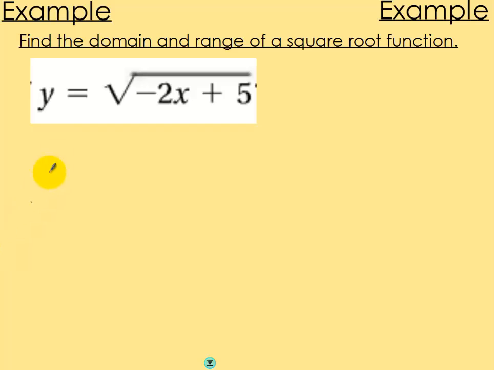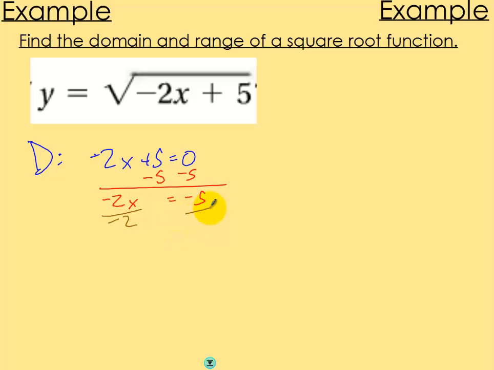All right, let's do some examples. Pause the video. All right, finding the domain and range. So for your domain, I want to make that square root 0. So negative 2x plus 5 has got to equal 0. I'm going to solve for x. Subtract 5 on both sides. You get negative 2x equals negative 5. Last step, divide by negative 2. So you're going to get x equals positive 5 halves.